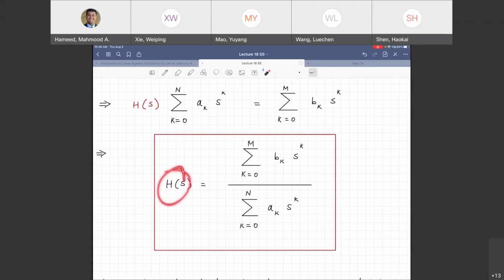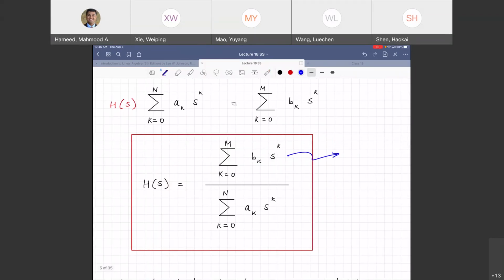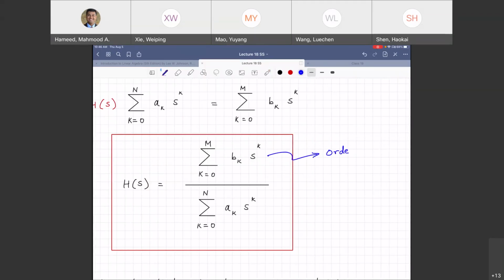So h of s is now what? It's in rational form, right? So you've got a polynomial in s for the numerator, another polynomial in s in the denominator. Let me just highlight their orders. For the numerator, you have order, what is that? M. And this guy is order highest power of s, right? N.